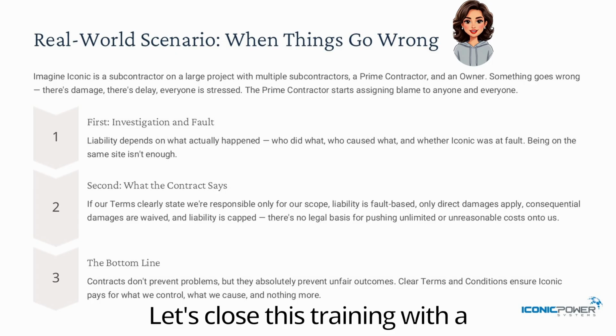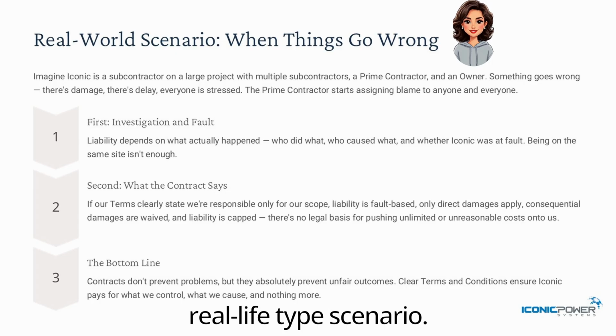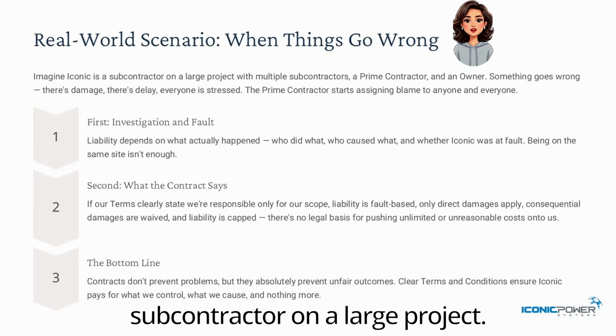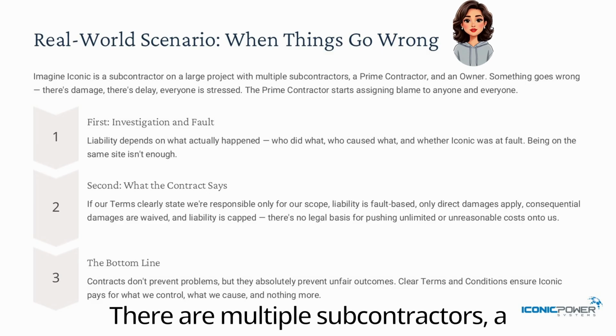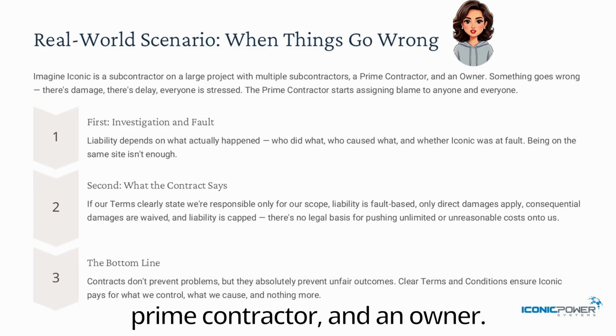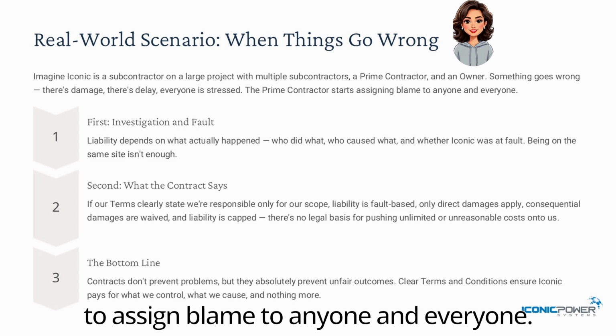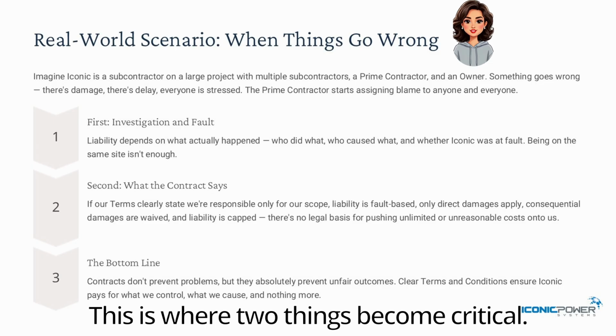Let's close this training with a real life type scenario. Imagine Iconic is working as a subcontractor on a large project. There are multiple subcontractors, a prime contractor, and an owner. Something goes wrong. There's damage, there's delay, everyone is stressed. Suddenly, the prime contractor is trying to assign blame to anyone and everyone. This is where two things become critical.